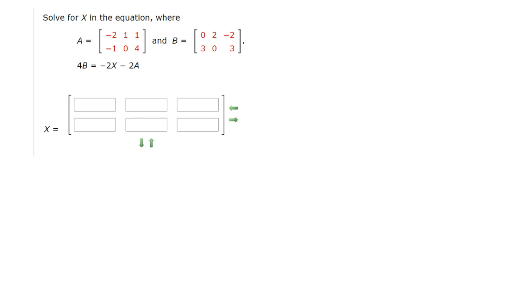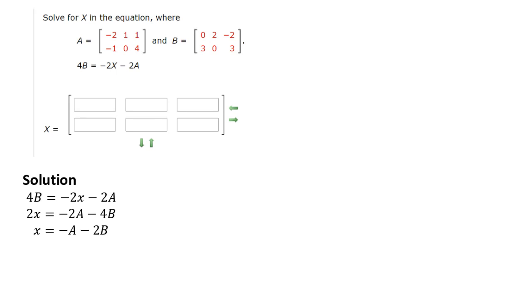So here you see we're solving for x. So we'll have to do a little bit of algebra. Let's go ahead and do our solution, okay? This is what they want us to do: 4B is equal to -2 times x minus 2A. The first thing that I'm going to do, to make my life a little bit easier, is solve for the x.